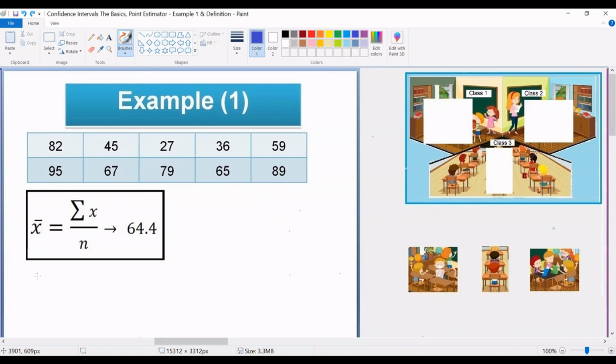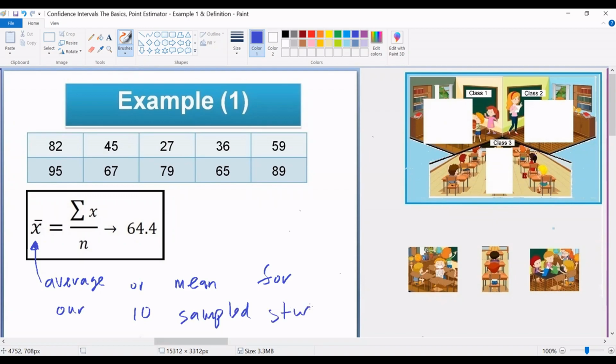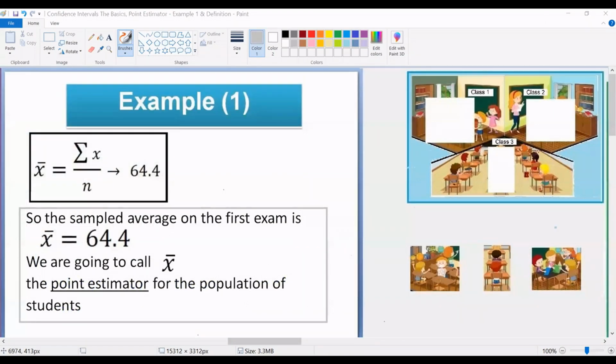We're going to use X bar to represent the average, or the mean, for our 10 sample students. The sample average on the first exam, X bar, equals 64.4. We are going to call X bar the point estimator for the population of students.